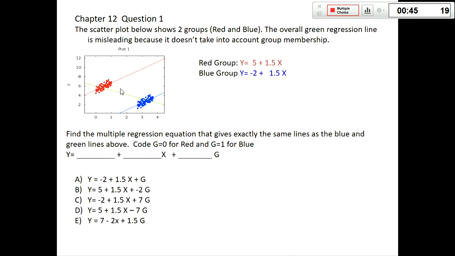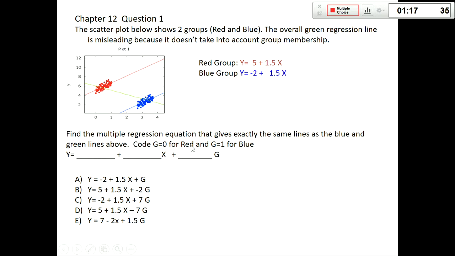So what we want to do is find a multiple regression equation where we include group membership so that we get the same exact equations that describe the red group and the blue group accurately. And since they have the same exact slope here, we don't need an interaction term. So find the multiple regression equation that gives the same exact lines as the blue and the red lines above. And you have to use this piece of information.